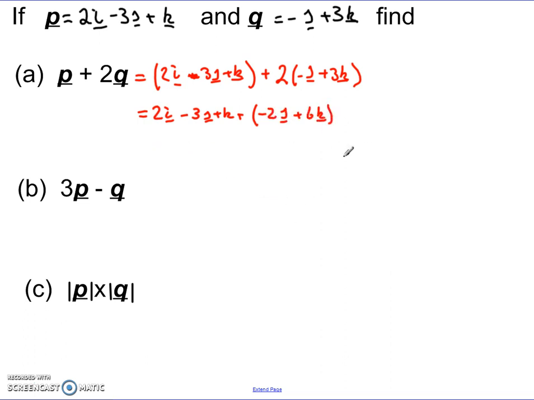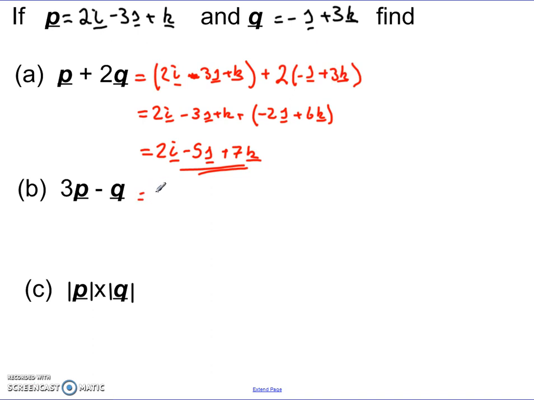Now it's a case of going through and matching up the different components with each other and adding them. So I've got 2i here, and I add the i component from here, well there's nothing, so I'm just left with 2i. I've then got negative 3j plus the negative 2j, so negative 3 take away 2, so I've got minus 5j. Last one, I've then got plus k here, plus 6k, so I've then got plus 7k. So there you go, I've combined them together. Write them out, scalar multiples, combine the terms.